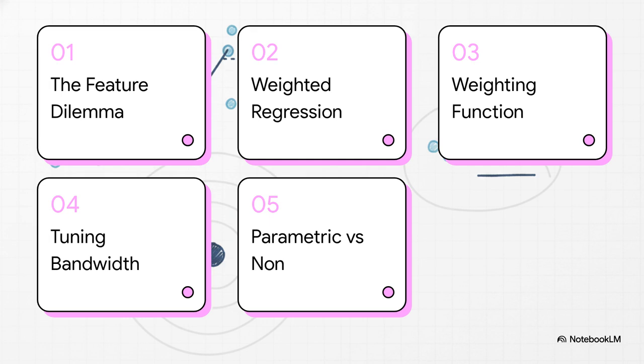So here's our roadmap for today. We'll hit the feature dilemma, look at locally weighted regression, dive into the weighting function, figure out how to tune the bandwidth, and wrap up with parametric versus non-parametric models.